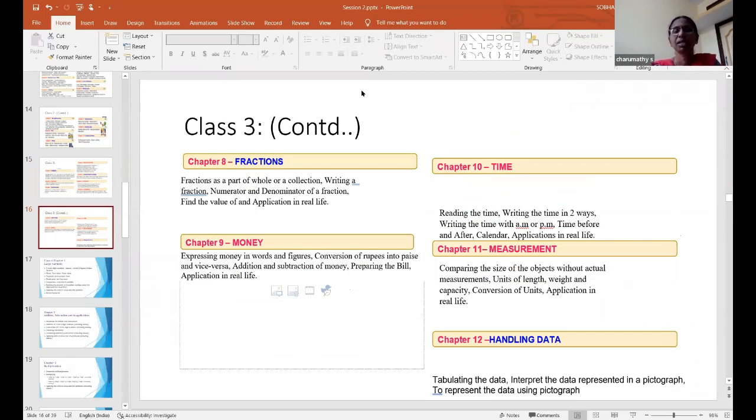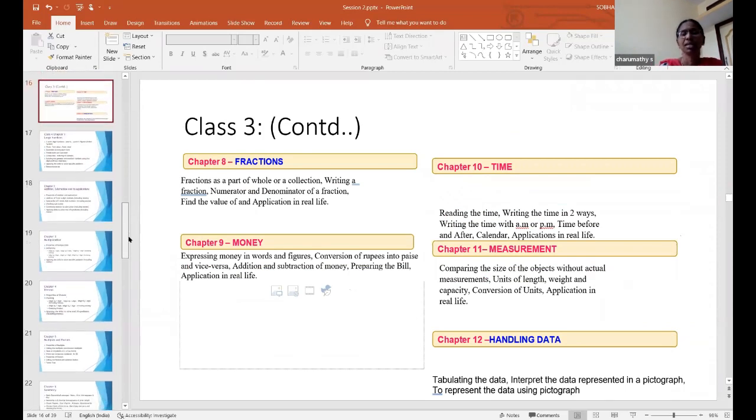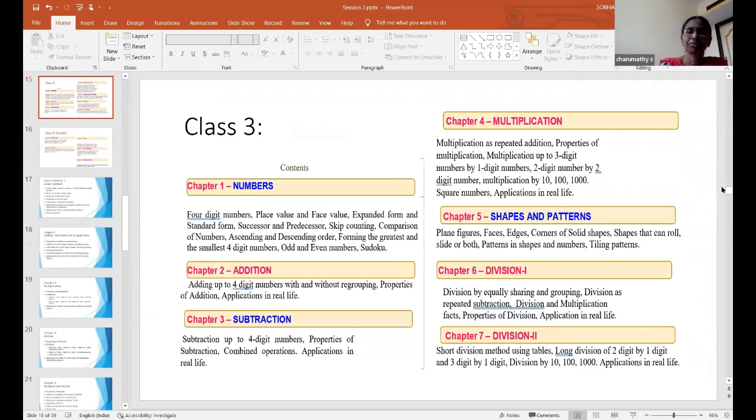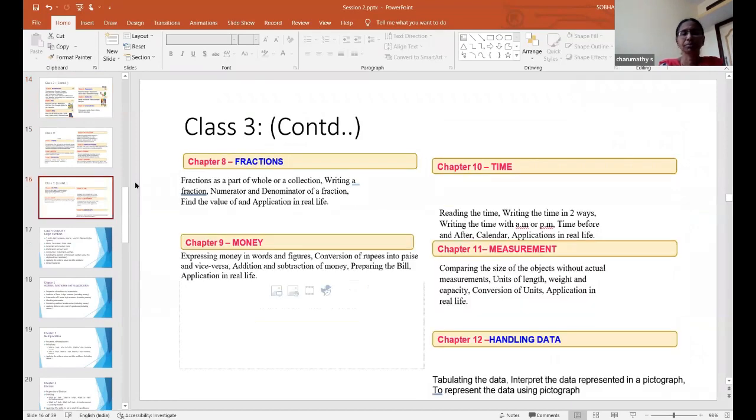Then comes the measurement topic. Here we give them concrete metric units, comparing the size of the objects without actual measurement. This is only comparison. Then we introduce the units of length, weight, and capacity. Conversion of one unit into another without decimals. Without decimals, of course, that will come in the later stage in class 5. Then applications in real life. Then comes the last chapter, handling data. Here, they collect the data, they represent the data, they interpret the data, all through pictograph. Yes, this is what is for class 3.